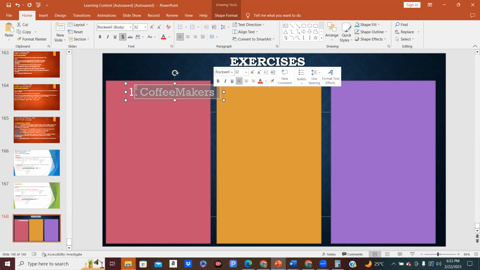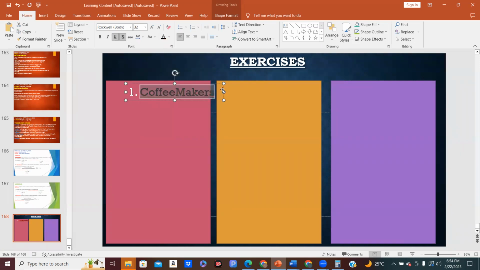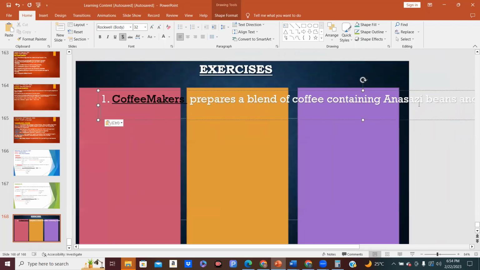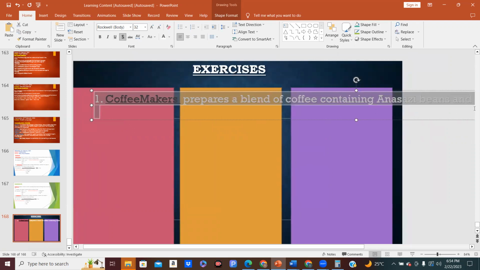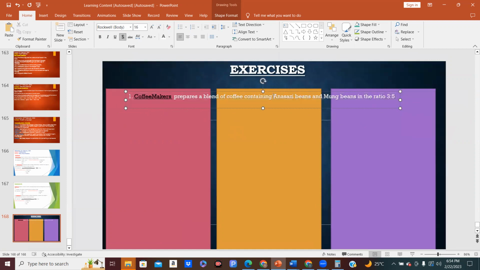All right, so this time we have coffee makers and they're making their blend. Coffee makers. Let me use white. So the ratio this time is going to be, let's change the beans. So let's say we have soybeans and lima beans. Yuck. That's pretty interesting. Coffee.